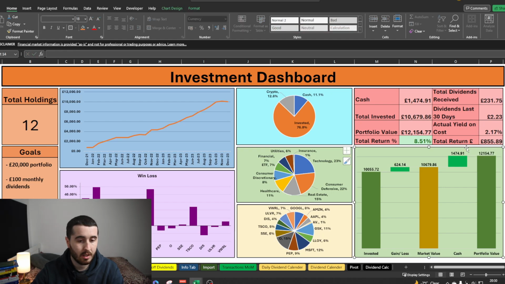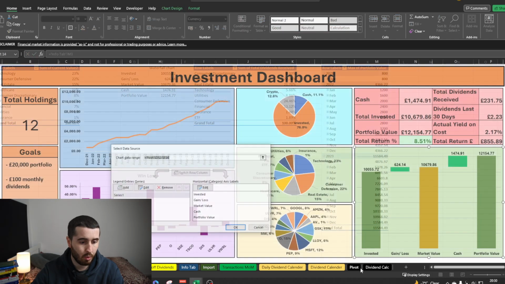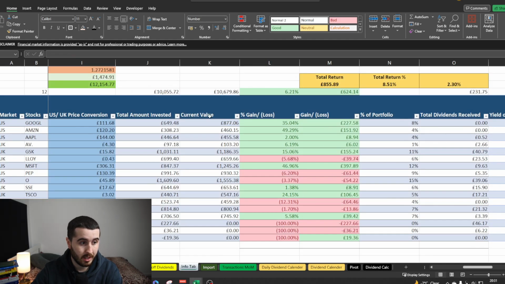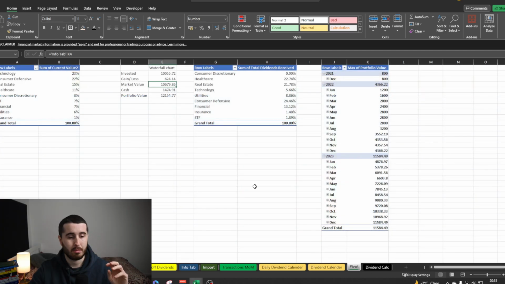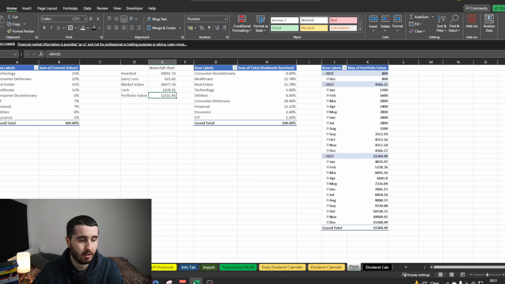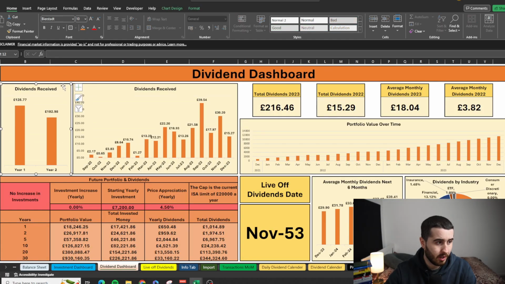And then this graph here is just a basic waterfall graph. So I'm taking the total amount invested from the info tab, the gain and loss from the info tab, the market value from the info tab. So that's basically the current value of the stocks. It's basically looking at the stock price times how many shares you have. That's what that is doing. And then your cash position, again, that's either inputted from the data input, or it's from the import and it calculates it from the import. And then we have the portfolio value, which is just the market value plus the cash that you have in your account. So that's that. And the dividend dashboard, same sort of thing.